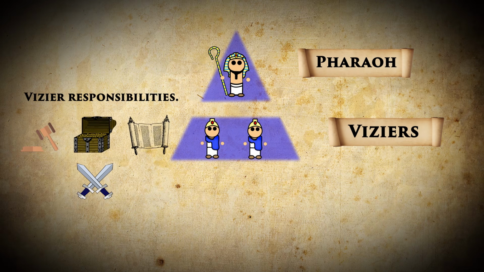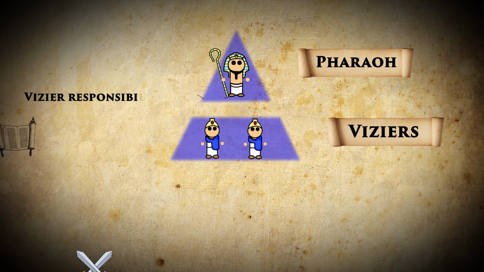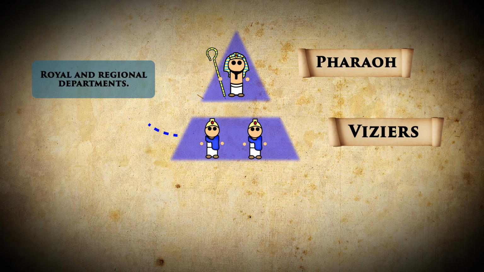In order to govern the ancient Egyptian kingdom, both the pharaoh and the viziers were aided by many governmental departments that had their own chief administrators and hierarchy of officials. This included the overseer of the treasury, of armies, of granaries, of the king's documents, and so forth.